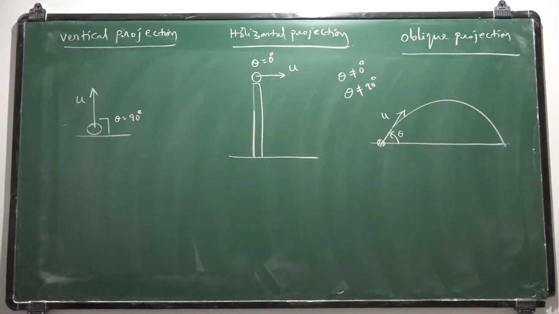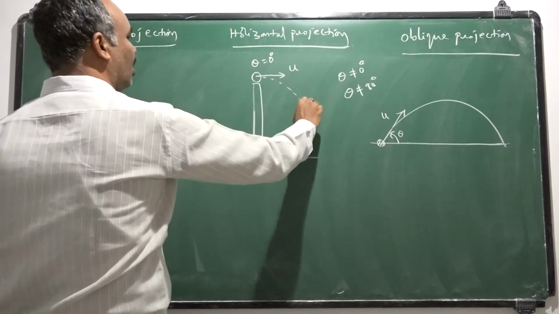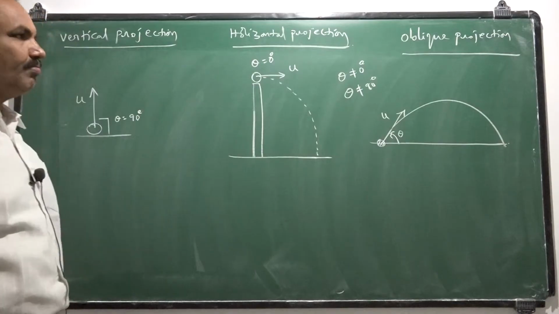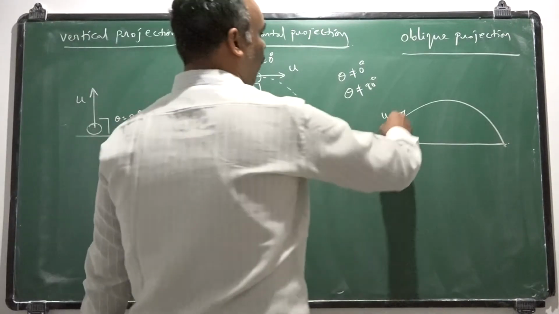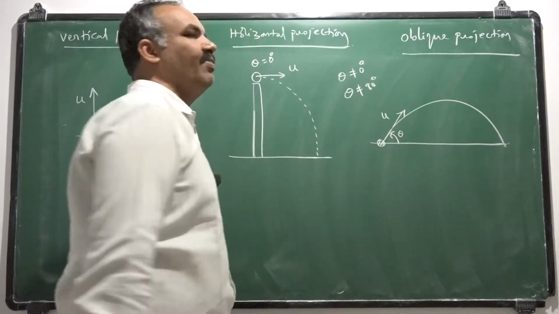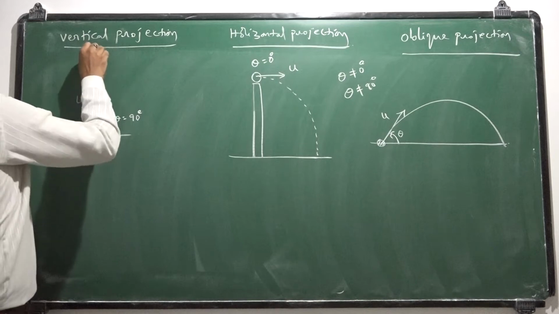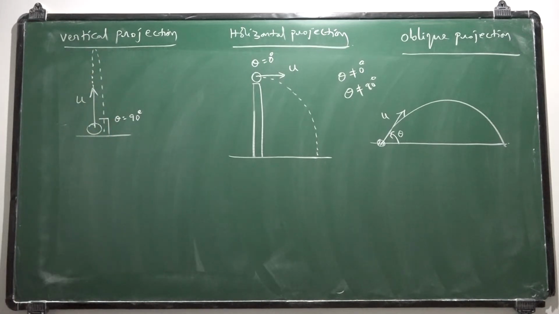Whatever is the nature of projection, the path followed by the particle during that motion is called trajectory. So the trajectory of a projectile is a parabola. Here it may go upwards and it may come down like this. It may fall at the same location.